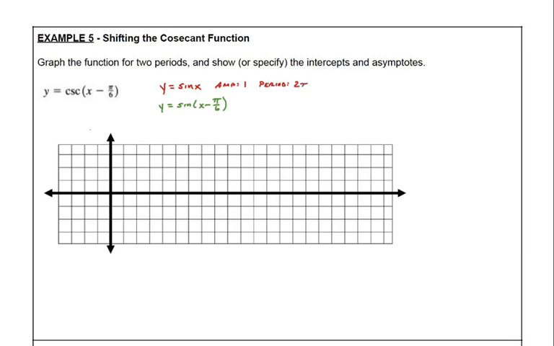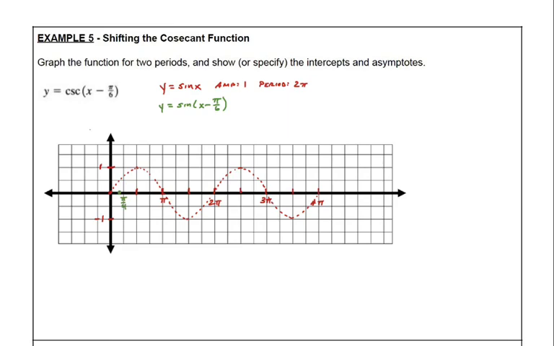So for sine of x, the amplitude is 1, period is 2 pi. So I'm going to break my x-axis up into 2 periods from 0 to 4 pi. And then the amplitude is 1, so I'm not going to put 1 at the very top or bottom because I want to leave room to draw my cosecant. So in red here, this is my sine function, just sine of x, 2 periods of that.